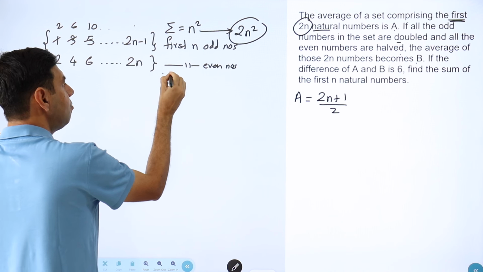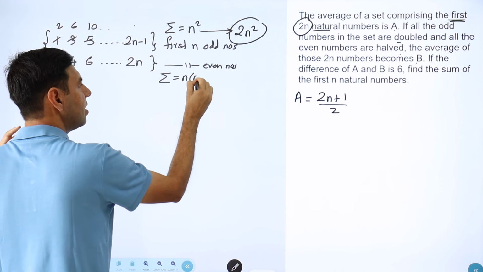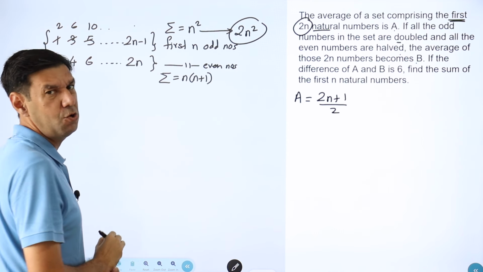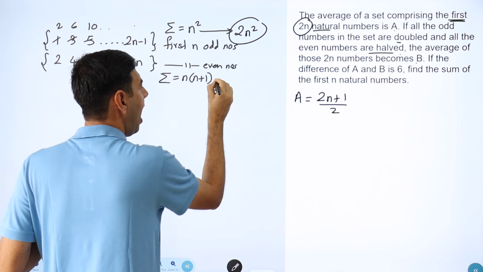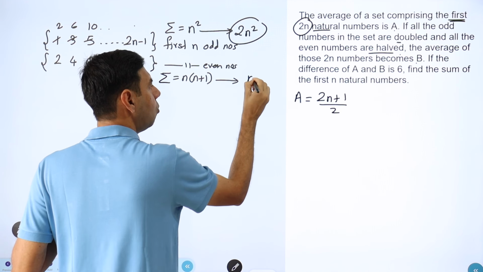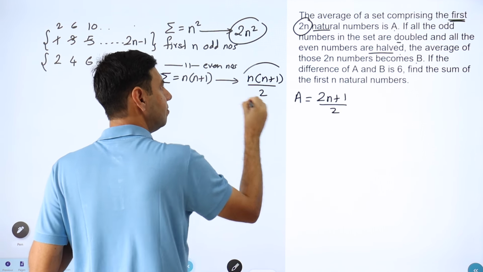Similarly, the sum of first n even numbers is n into n plus 1. Again, something that should be known. And what do we do to these? These are halved. So when I halve them, the sum will also get halved. So this is the new sum.